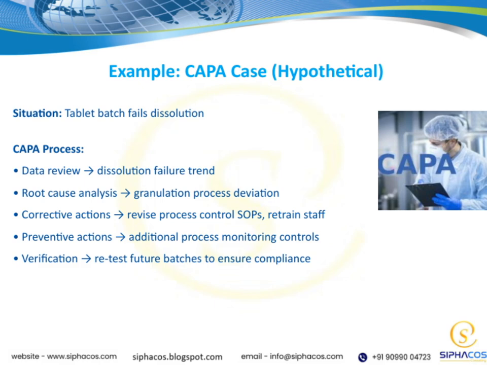Finally, verification is essential, so we retest future batches to confirm that they've come into compliance and that our corrective and preventive measures are working. This example highlights how a structured CAPA process helps us identify issues, correct them, and prevent future problems, ultimately ensuring consistent product quality and compliance.